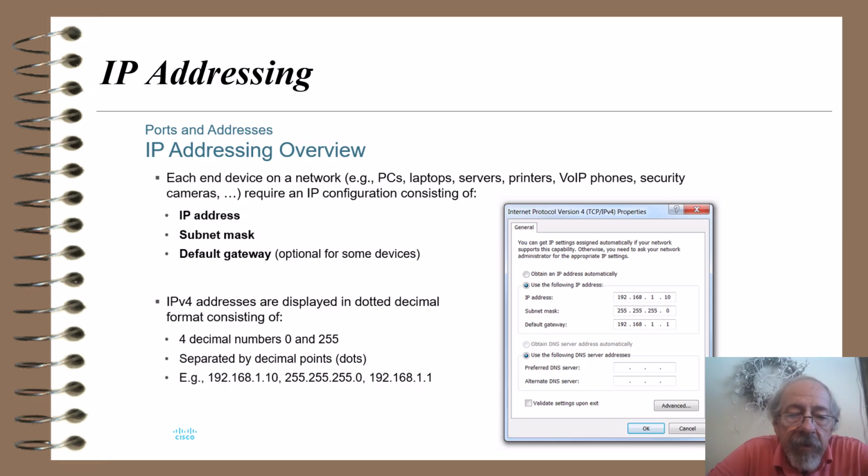IP version 4 addresses are displayed in dotted decimal format, consisting of 4 decimal numbers which go from 0 to 255, separated by decimal points or dots. Some examples are our favorite 192.168.1.10, or say 255.255.255.0, or maybe 192.168.1.1. And again, you learn how to do this in the CSET program.